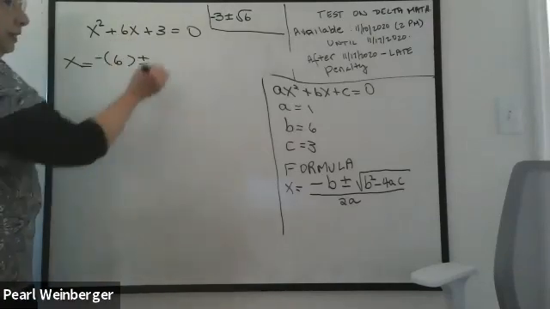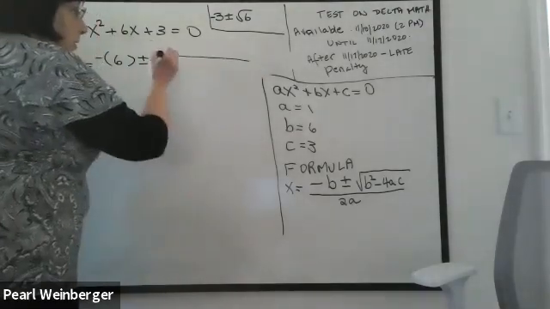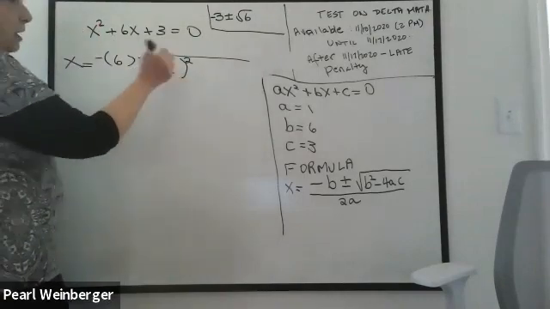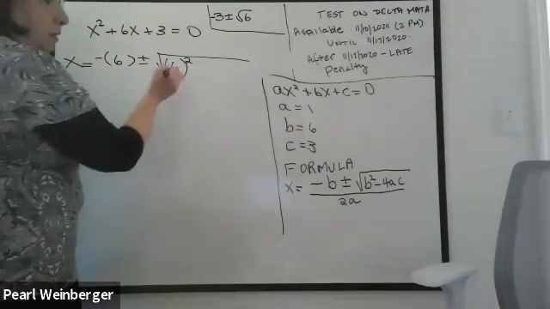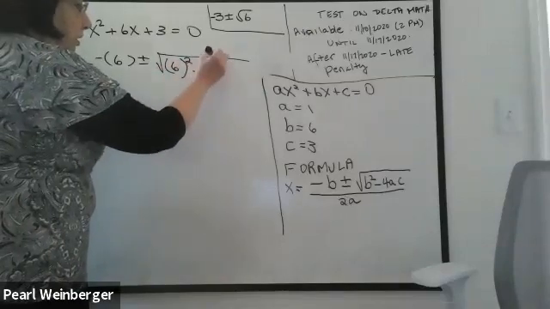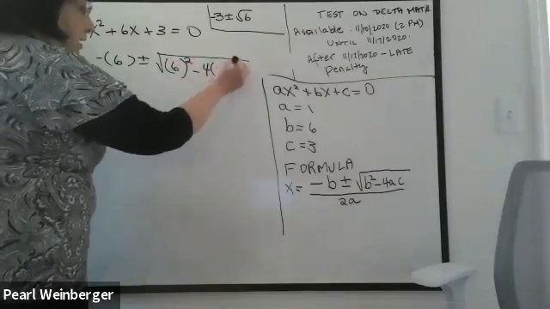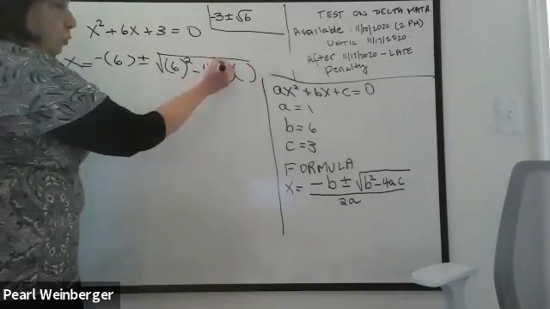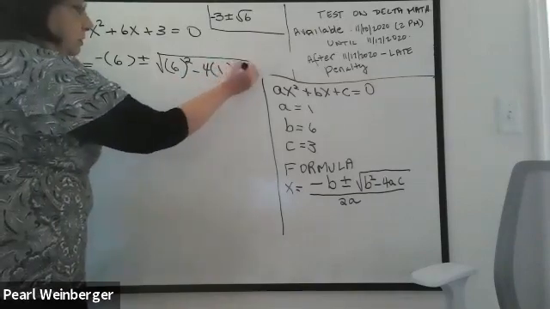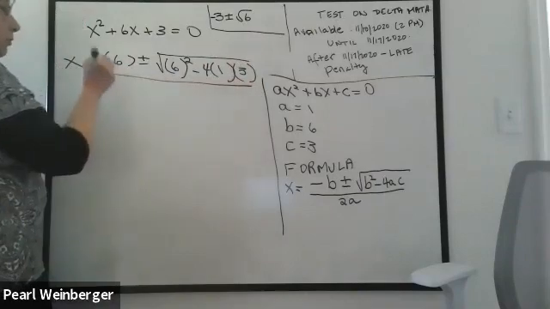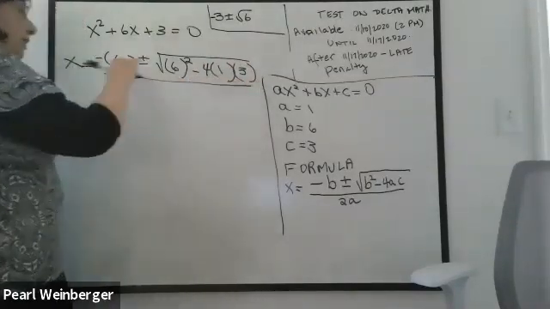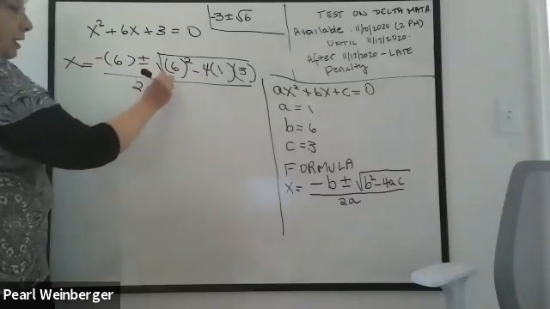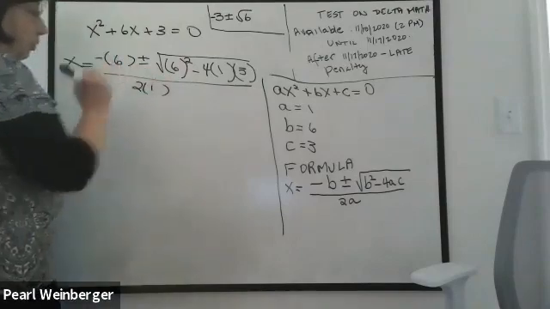Then there's a plus or minus. Here's my b squared, parentheses, again, that's the 6, minus 4, and then there's a parentheses for the a, and right next to it a parentheses for the c. The a parentheses is 1, the c parentheses is 3. And this whole thing, don't forget, extends the whole length, not just the square root, but the whole length over 2a. Here's my parentheses for a, which is again 1.